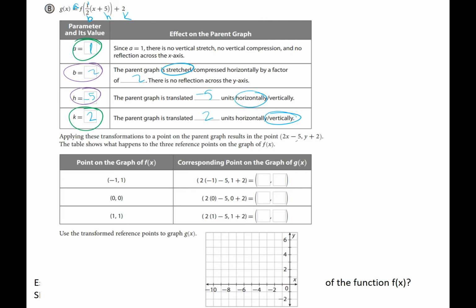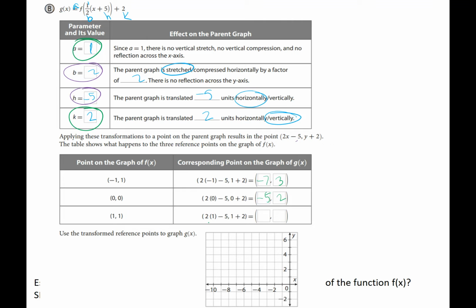All right, so we're applying those formulas to the 3 points of reference here. So we're going to put in a negative 1 into the x. 2 times negative 1 is negative 2, minus 5 is negative 7. And then we put the 1 in for the y. 1 plus 2 is 3. We're going to put in the zeros now. So 2 times 0 is 0, minus 5 is negative 5. And then 0 plus 2 is 2.